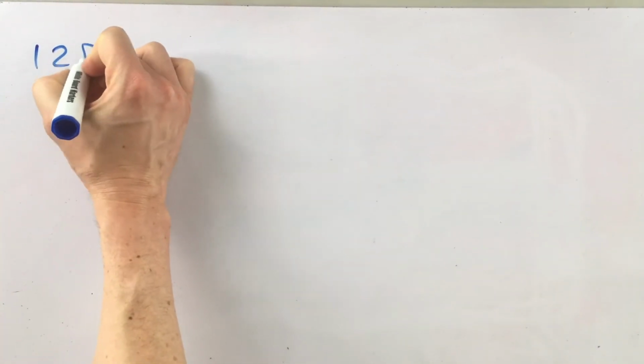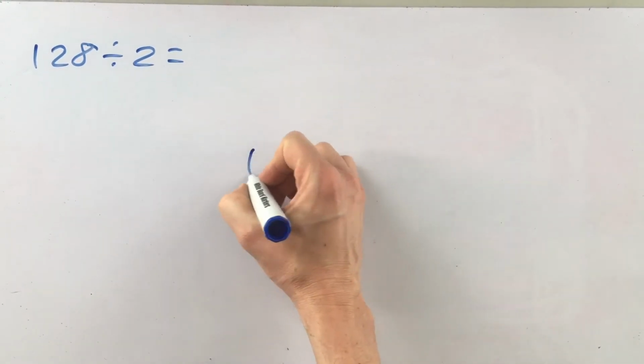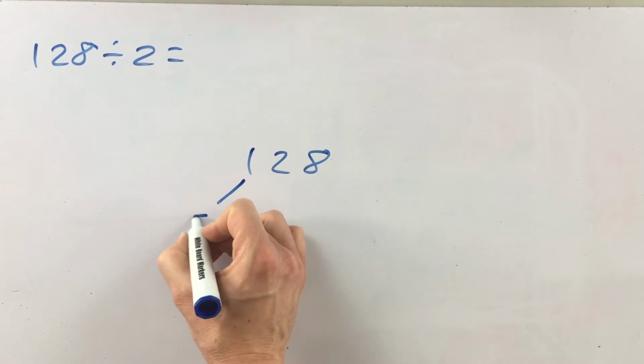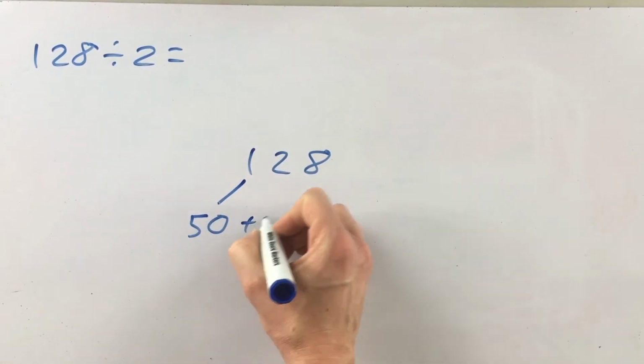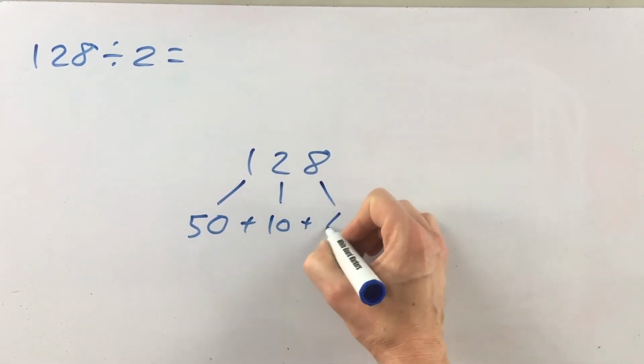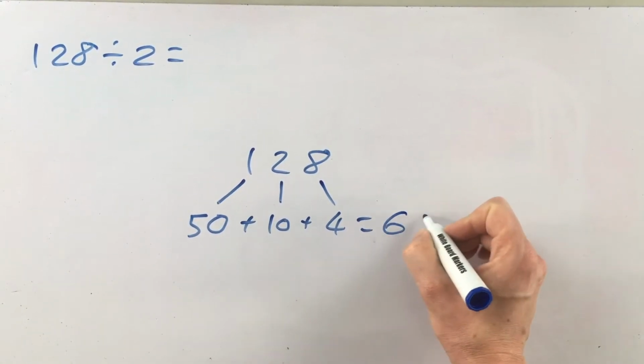We're now down to 128. I'm going to use a diagram to halve this. This one's really straightforward. Half of 100 is 50. Half of 20 is 10. Half of 8 is 4. And the answer is 50, 60, 4.